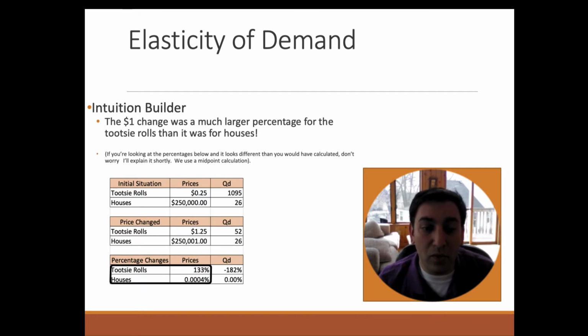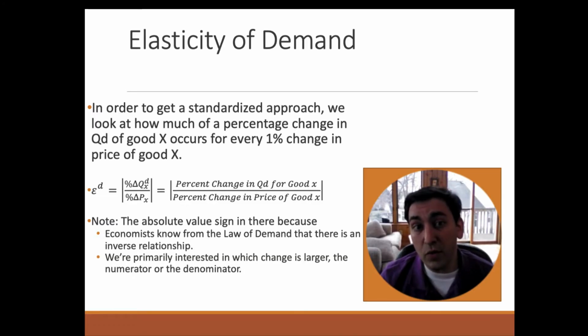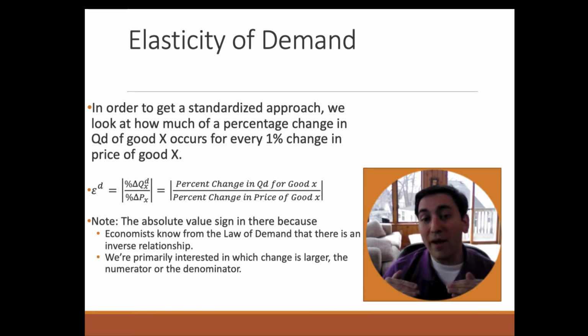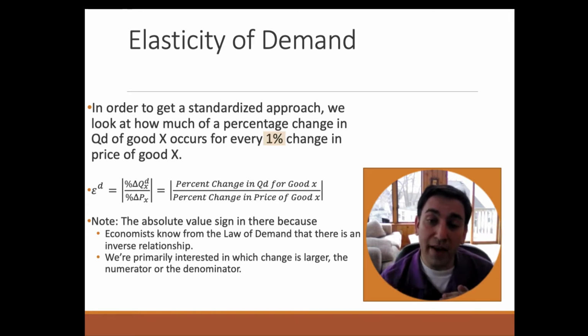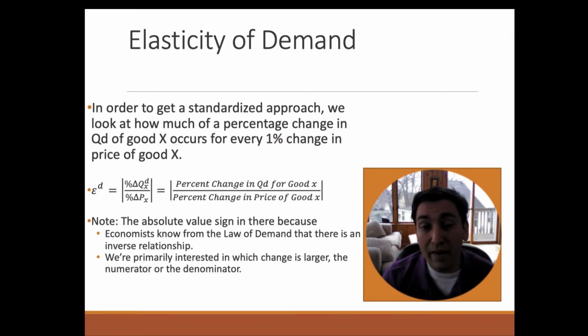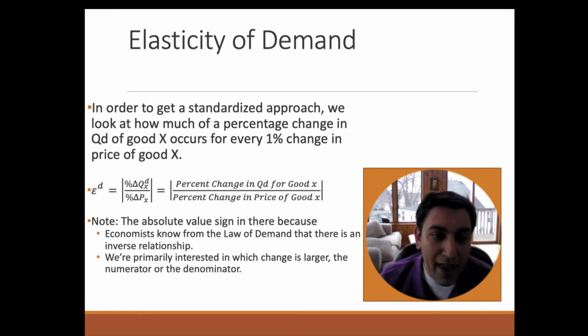In a second, I'm going to explain how I got these numbers, because as economists, we like to do things just a little bit differently. So what is the measure that we use? To examine the elasticity of demand, we're going to look at how much of an impact a 1% change in price has on that good. So if I change the price of good X, how much more or less of good X am I going to buy? Now, you'll notice we have an absolute value sign here. What's the absolute value sign for?